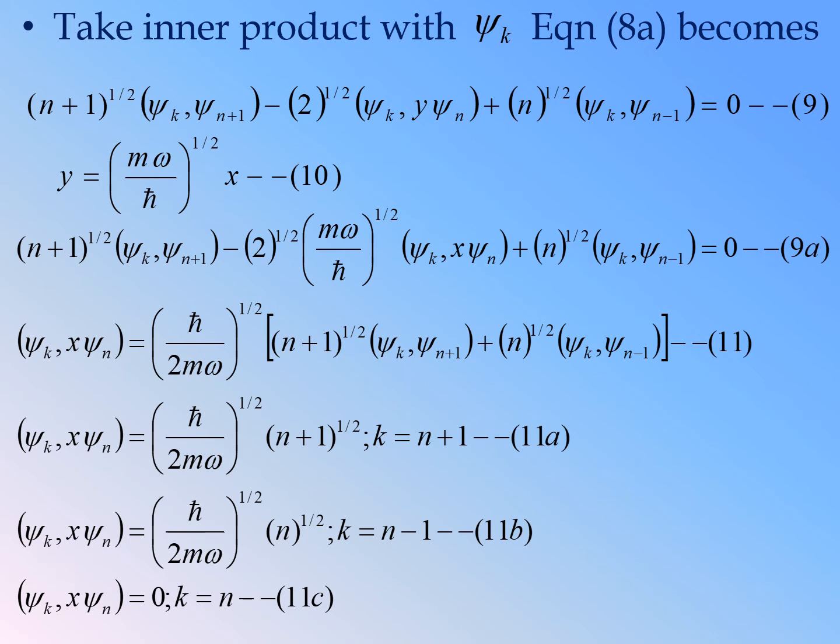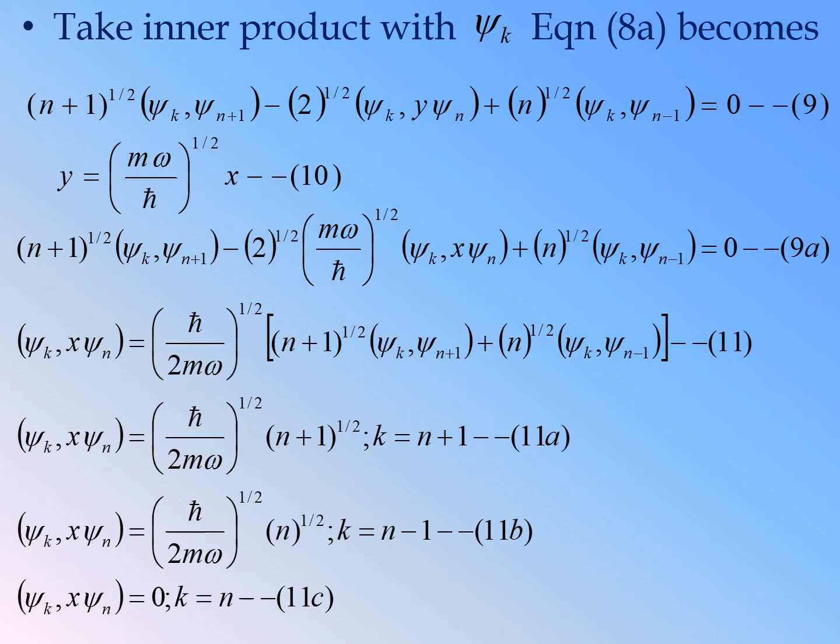Now you want the inner product of psi k comma x psi n. So you keep the other terms on the right hand side, then you get it equal to (h cross divided by 2m omega) whole power half, times square root of n plus 1 inner product of psi k comma psi n plus 1, plus square root of n inner product of psi k comma psi n minus 1. So here one is with k and n plus 1, another one is with k and n minus 1. So the inner product is equal to 1 if k is equal to n plus 1, and in the other case k is equal to n minus 1.